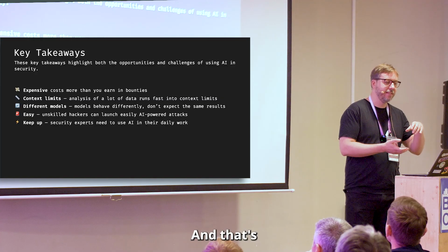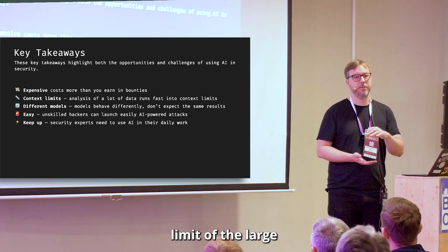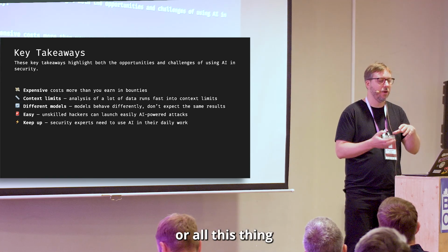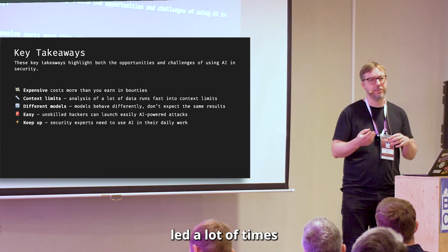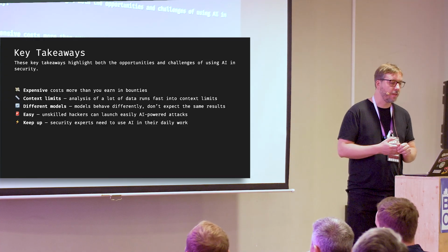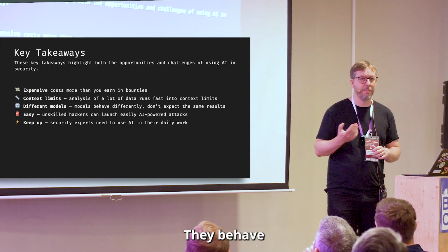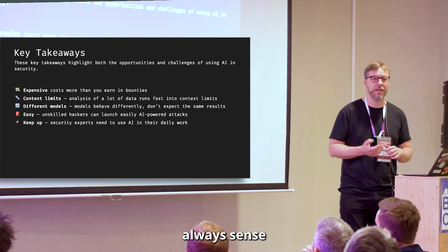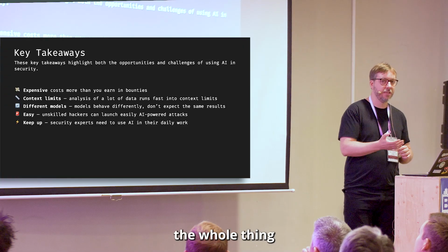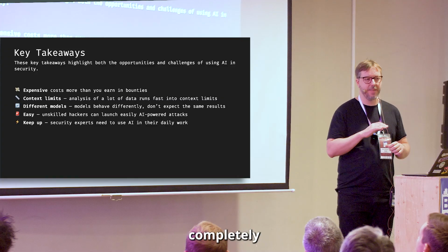And that's also the second problem I faced a lot of times, the context limit of the large language models. The big context we put in there, or all this thing we have to put in there, lead a lot of times to errors saying the prompt is too long. What I also have seen is that the models are really different. They behave different. So it makes always sense to test your application with different models. I did the whole thing also with OpenAI, and it behaved completely different.